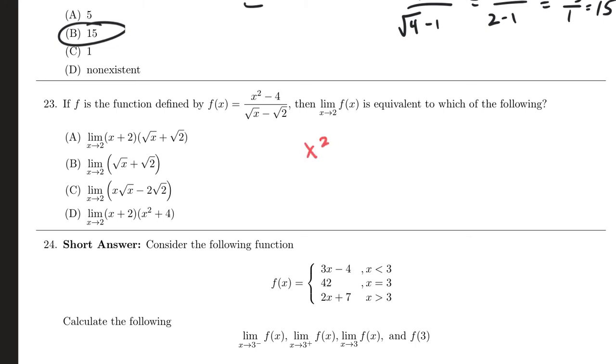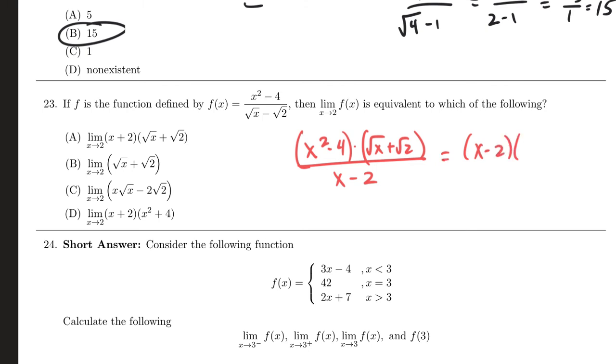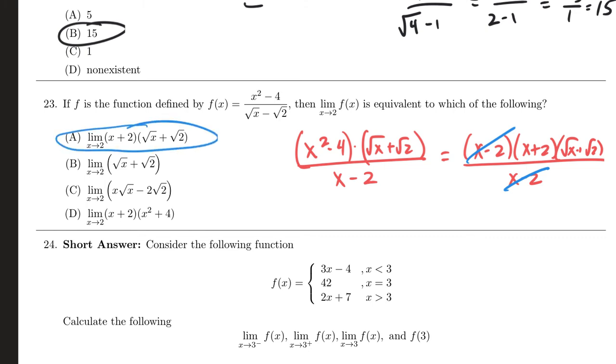So the top is going to become that, that's the conjugate, and the bottom becomes the difference of squares. And that's not equivalent to anything, but we can also factor x squared minus 4. And now these x minus 2's cancel, and we're left with x plus 2 times the square root of x plus 2, which is a. So really this is kind of half of what you would have to do if you were solving the full limit, but they're just making sure you know the algebraic manipulation part.